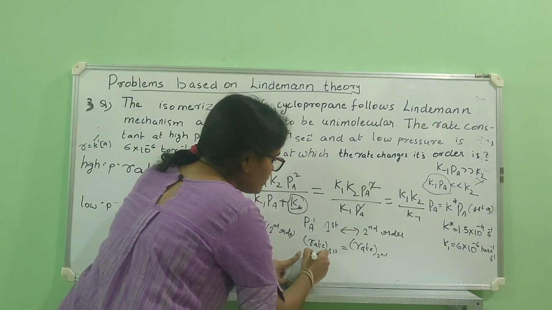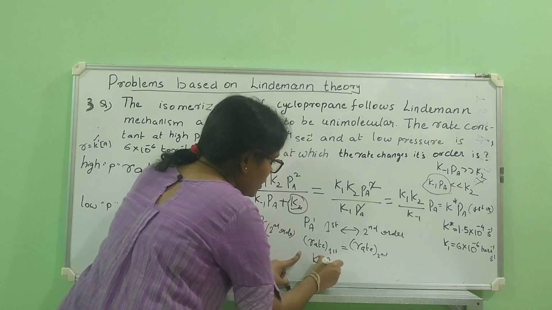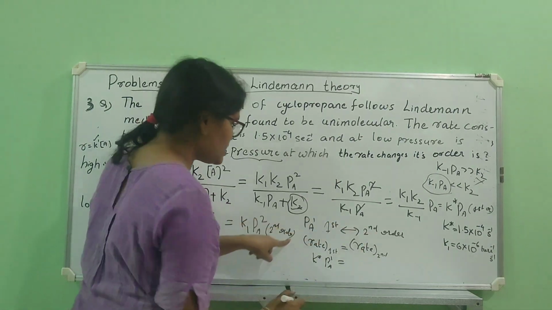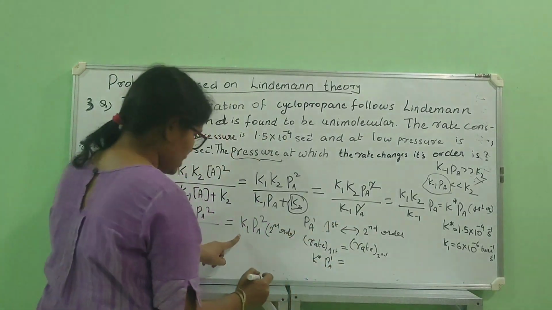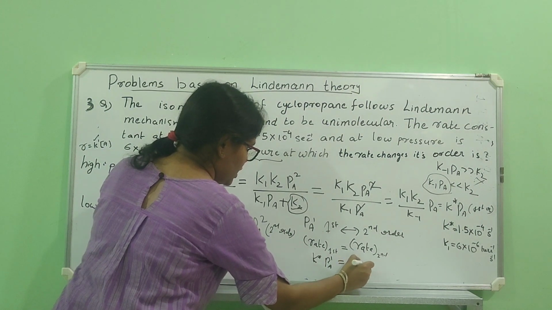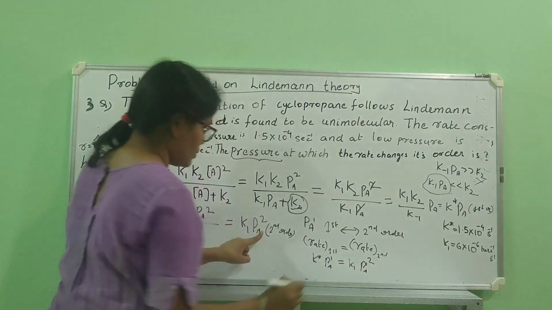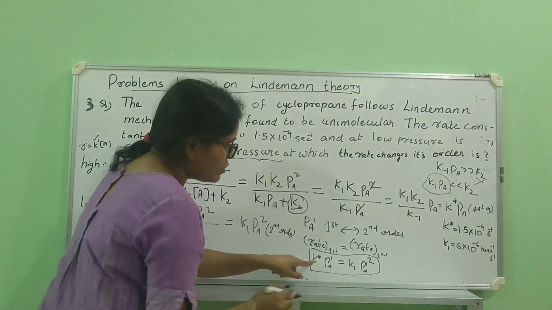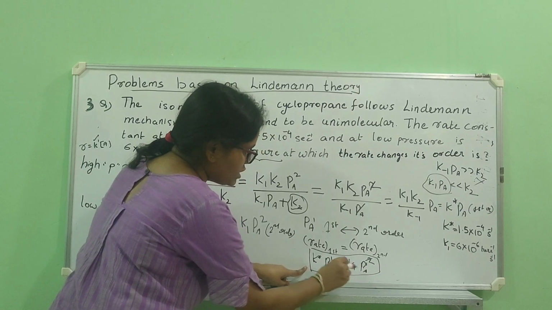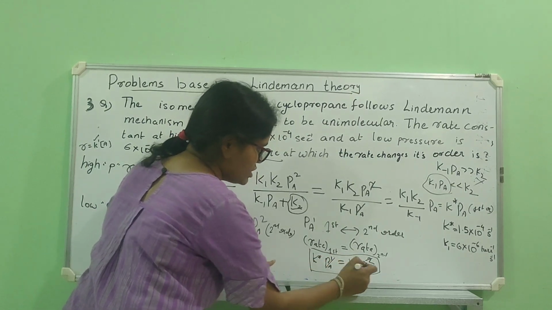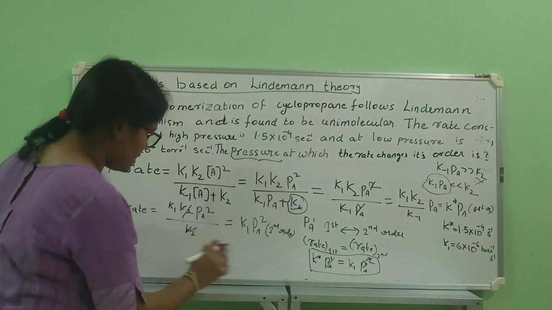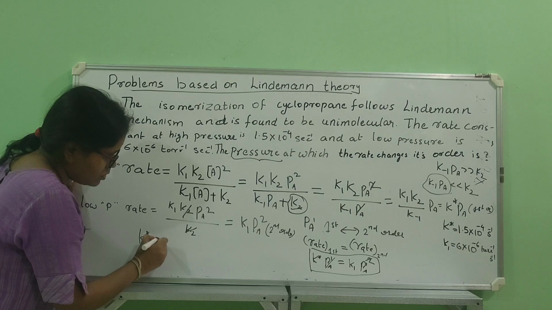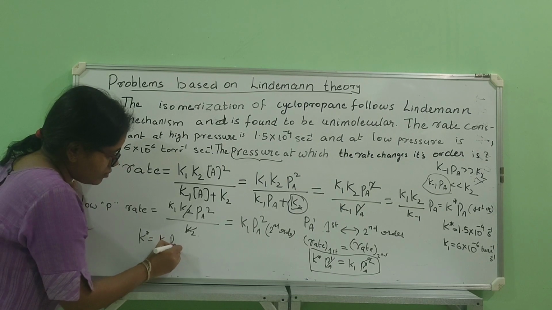So first order rate will be K star into PA dash, because PA dash is the pressure at which this transition is happening. So the second order rate will be K1 into PA dash square. Okay, this is the condition. So now you can cancel this one term PA with this term here, and you'll get K star is equal to K1 into PA dash.